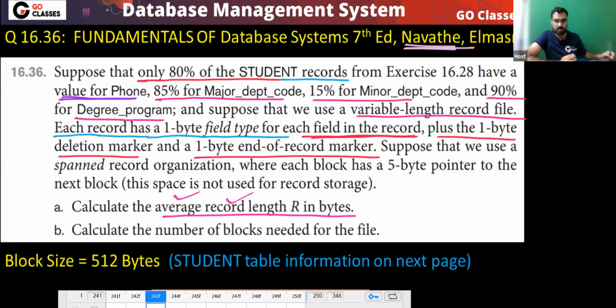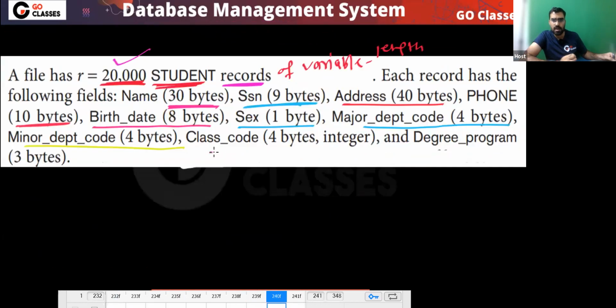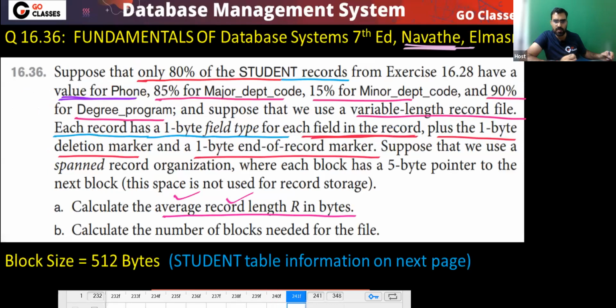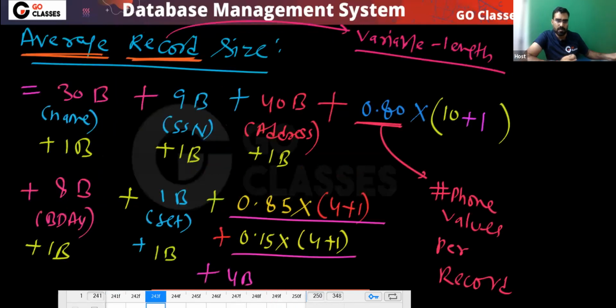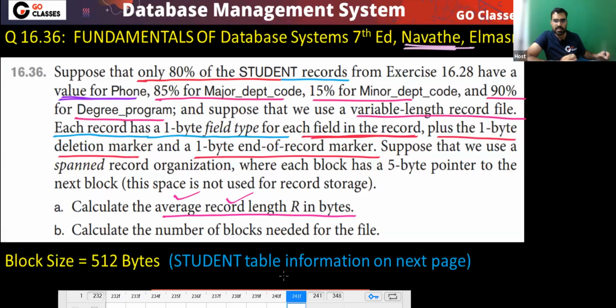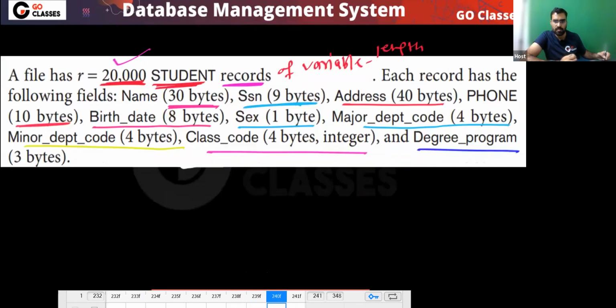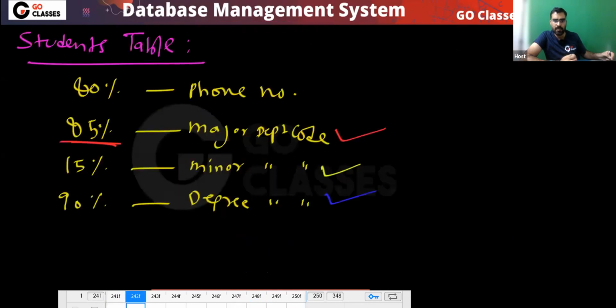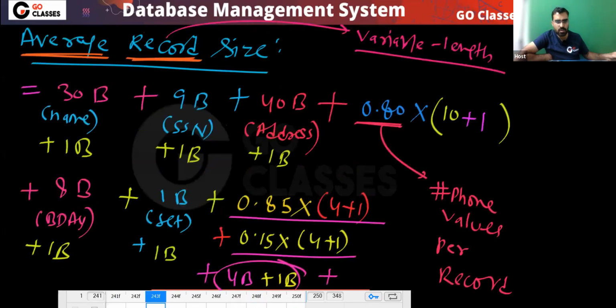Plus, what else? Class code everyone has. 4 bytes plus 1 byte. This is for class code. Plus one last thing, that is degree program, 3 bytes. So for degree program, 90% of records have a degree program. So this will be 0.90 multiplied by 3 bytes, 3 plus 1 byte. So this is your answer.